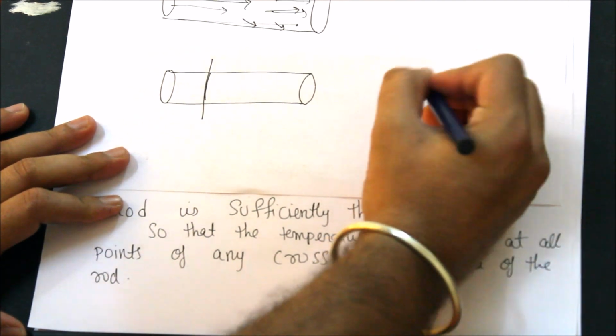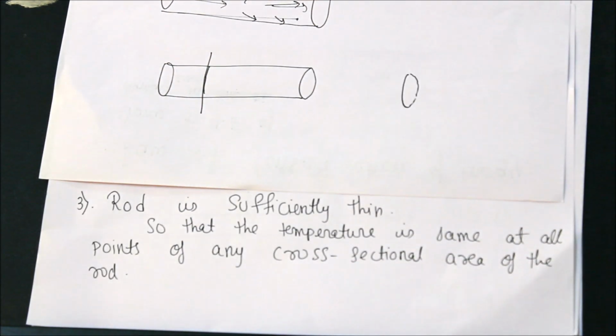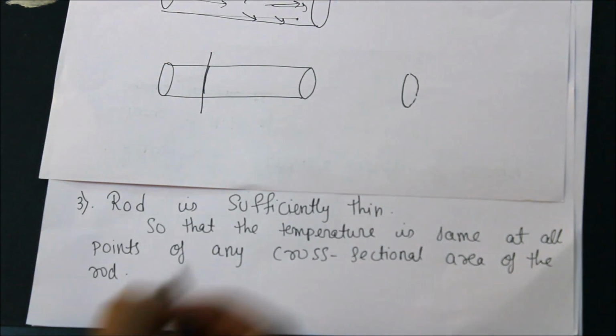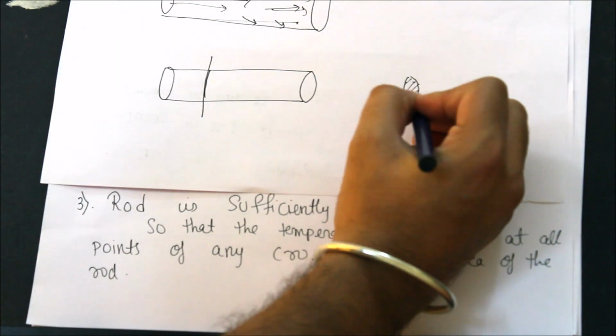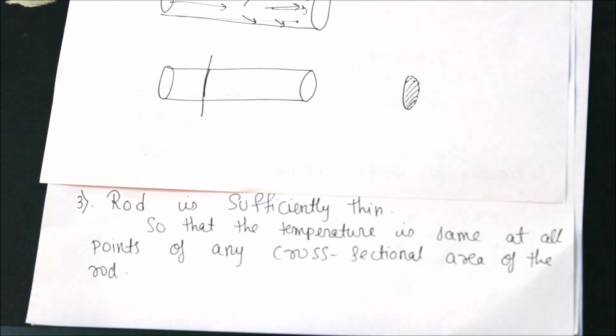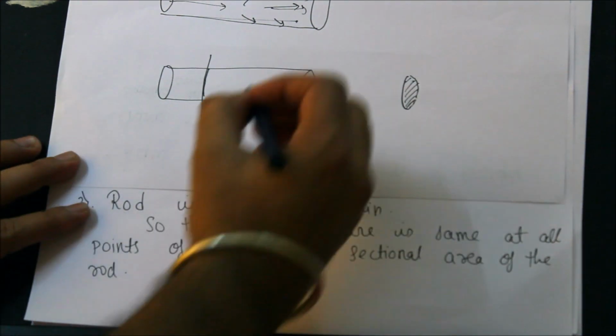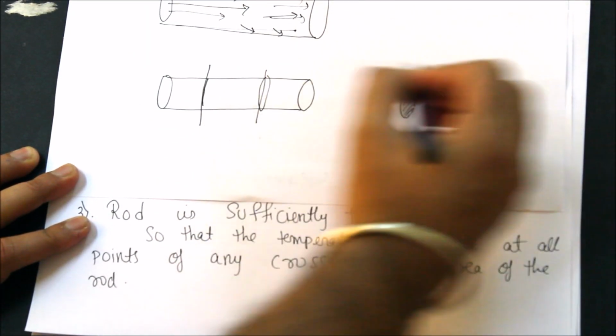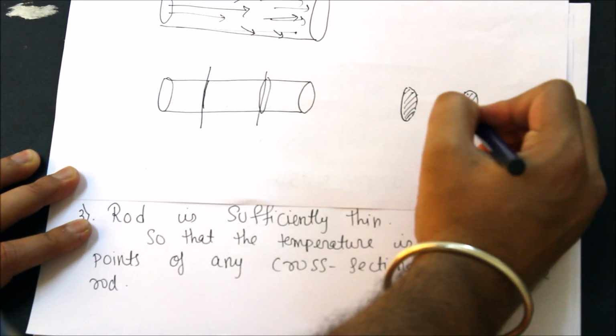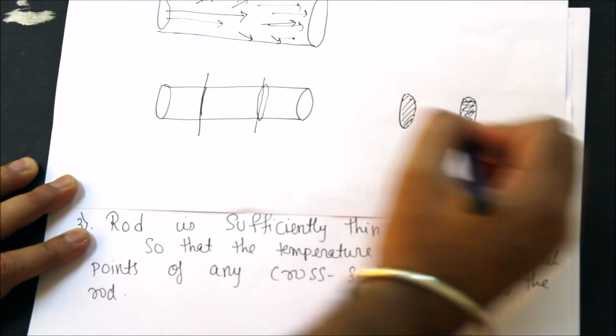It will be some disc like this. Because the rod is thin, the temperature is the same everywhere on this disc. Everywhere the temperature is the same. If I take a cross section over here, so this is a cross section, here also my temperature at every point is the same.